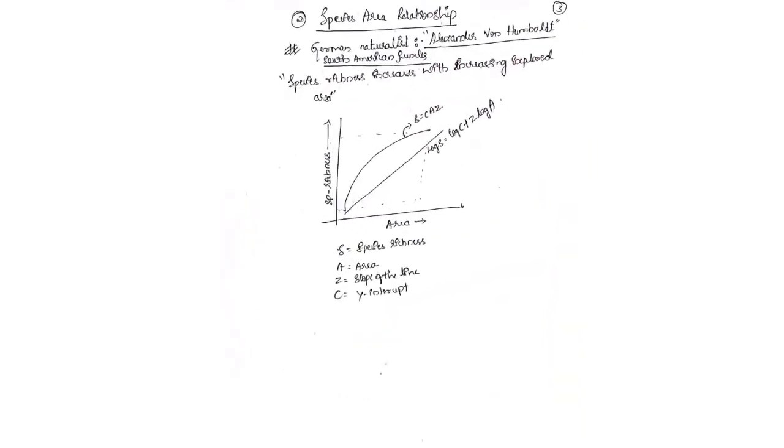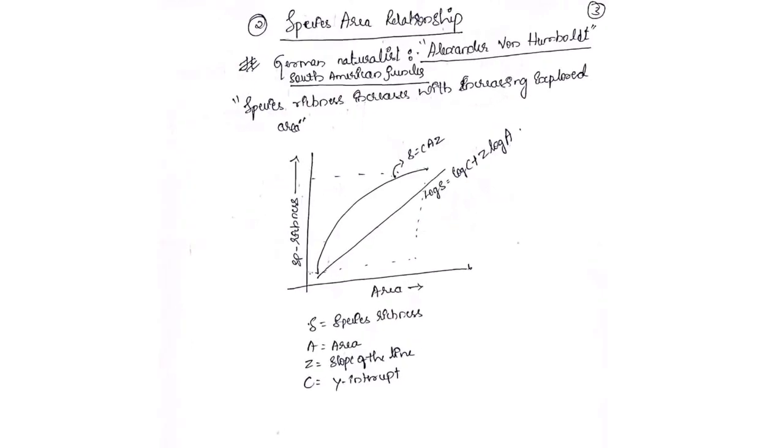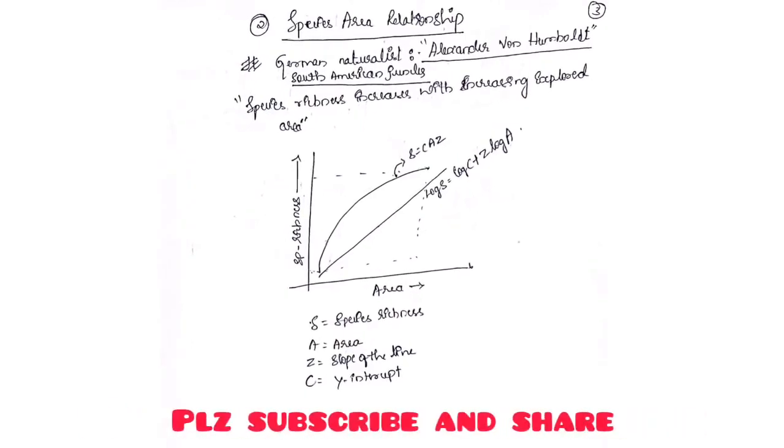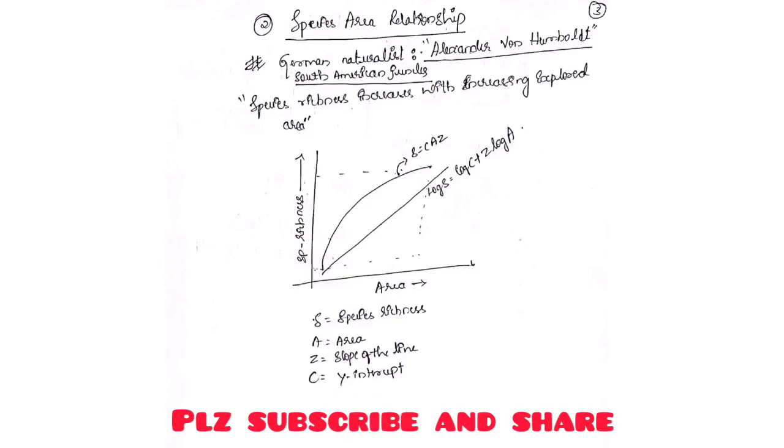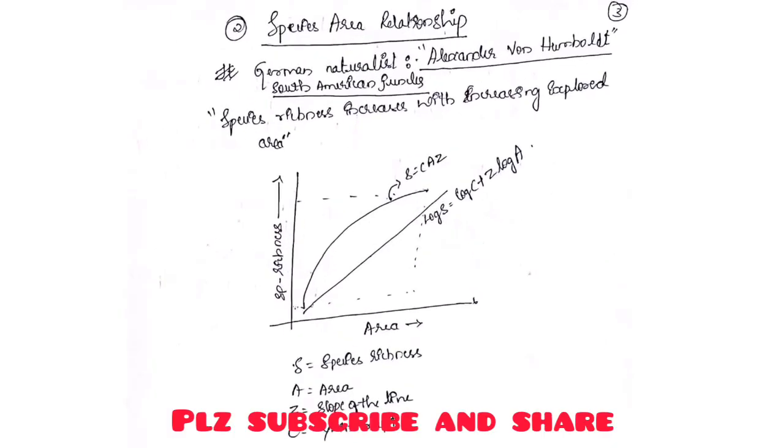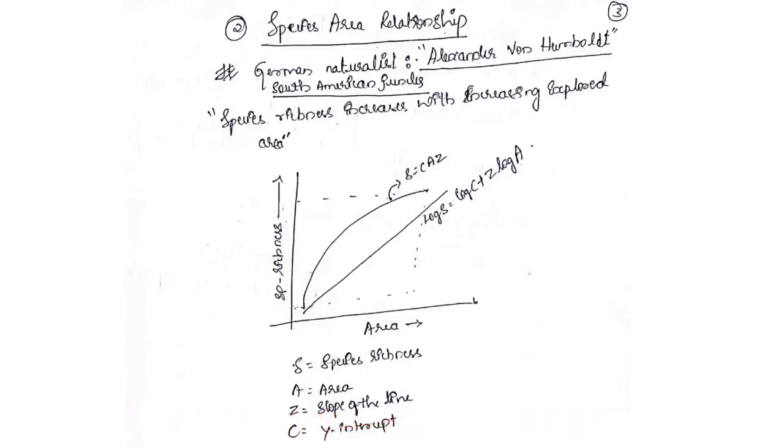And the next one is species area relationship. This theory was proposed by the German naturalist Alexander von Humboldt while exploring the South American jungles.